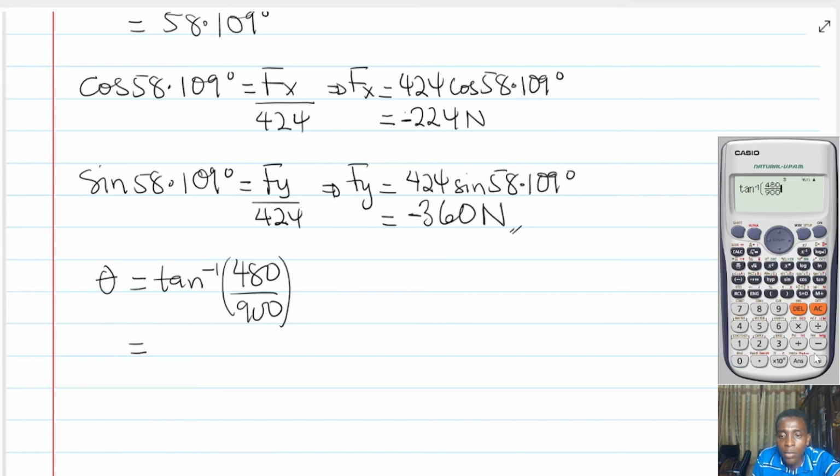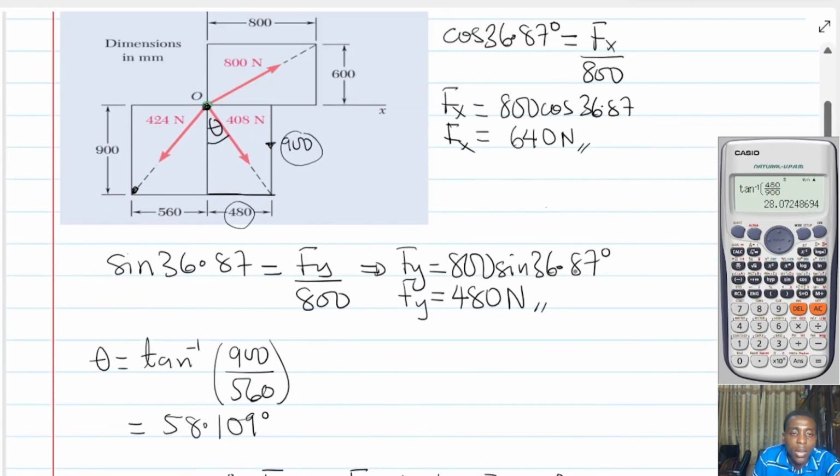That's 28.072. That's the angle right here. Okay, so now let's look at this force. So this force 408 is coming down like this. It means that the x component must come this way, and the y component must come this way. So I have fx right here, and then I have fy right here.